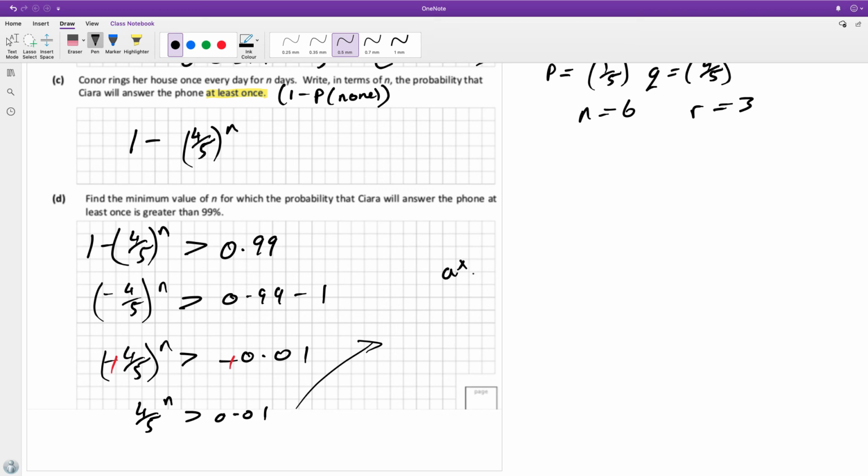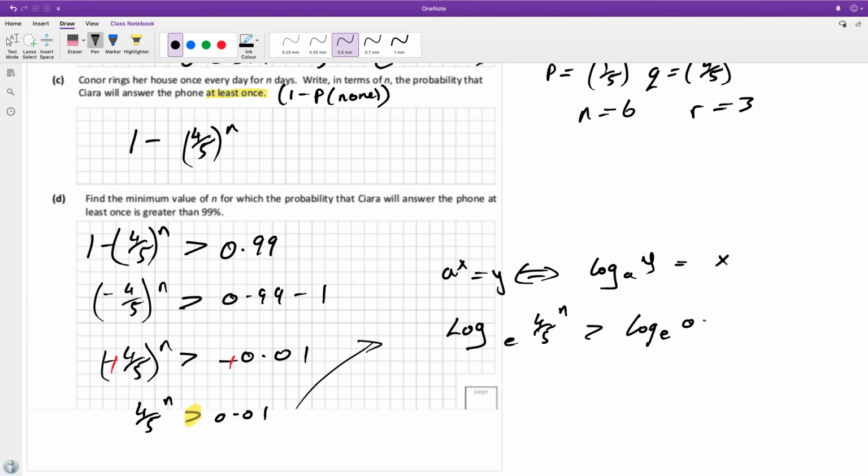a to the power of x is equal to y can be written as the log of y to the base a is equal to x. Normally you can use that, but it gets affected if you're bringing over the n and it's negative. So what you would have to do here, just to be sure, is say log to the base e of 4 over 5 to the power of n, and log to the base e of 0.01. Log to the base e, ln. Is that right? So that'd be n times the ln of 4 over 5 is greater than the ln of 0.01.